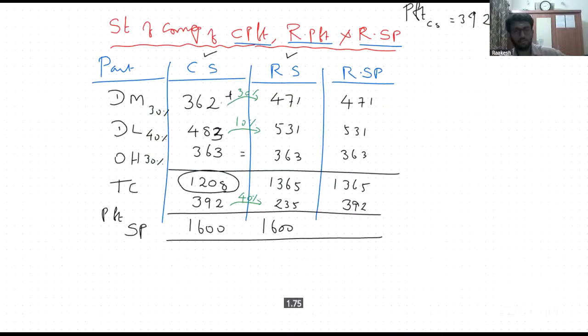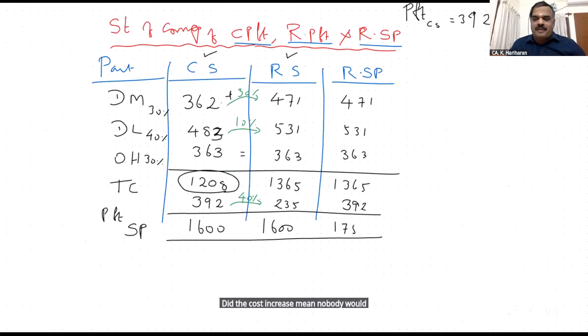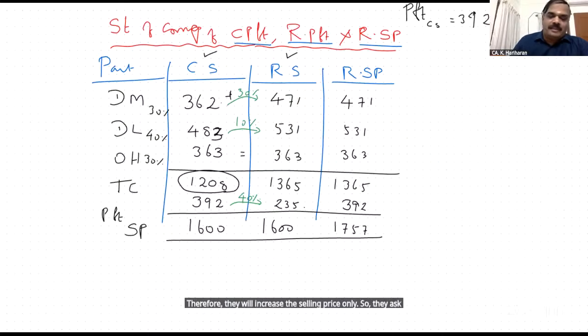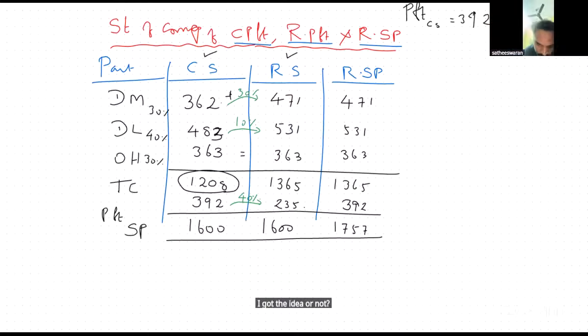1757. If the cost increases, the profit will reduce, right? Correct, sir. Therefore, they will increase the selling price. They ask for the revised selling price, because they want to maintain the same profit. Therefore, the revised selling price is 1,757. You got the idea or not? Yes, sir.